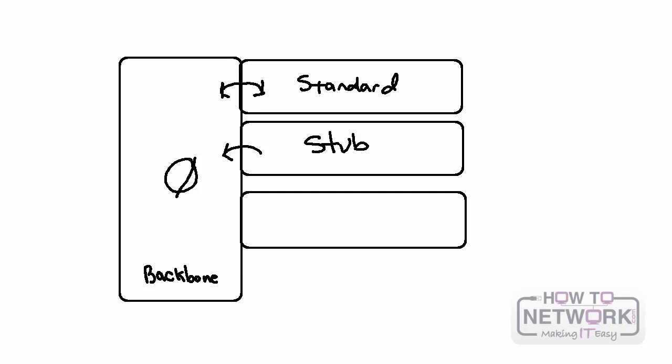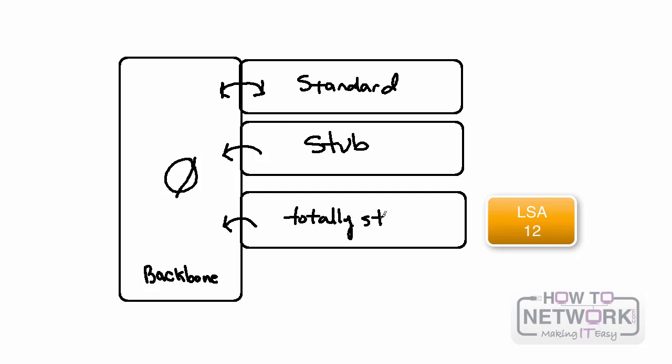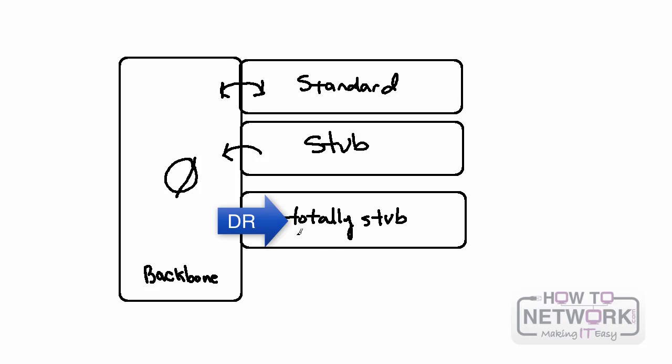Now, next would be a totally stubby area. Let's take this stub area concept one step further. In a totally stubby area, in addition to the lack of type 4 and 5 LSAs, type 3 LSAs, which carry information about internal routes, are also prohibited. The concept of an injected default route still applies here, just like a stub area. So all traffic leaving the area does so using the default route.